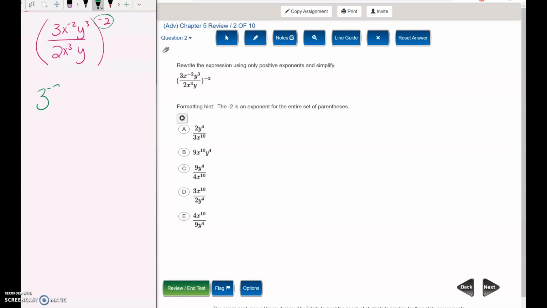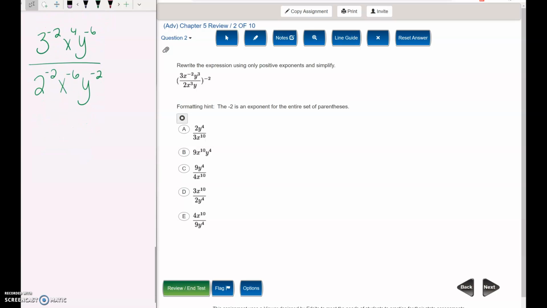So 3 to the negative 2, x to the, multiply those, positive 4, y to the negative 6th, 2 to the negative 2, x to the negative 6th, y to the negative 2. Okay. Now, right away, I know that my 3 squared is going to go on the bottom, and my 2 squared is going to go on the top, so I've dealt with those.